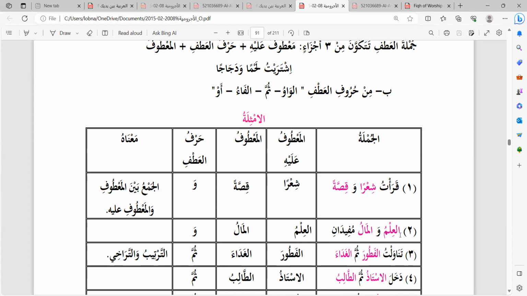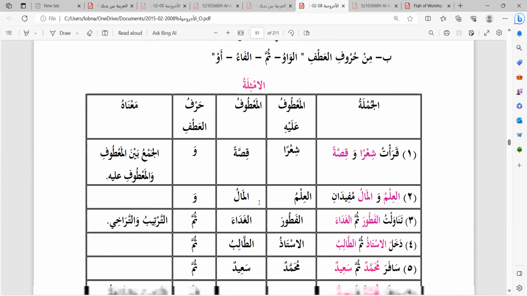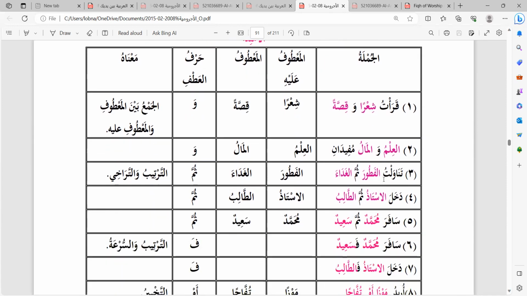العلم, again, معطوف عليه, that's the first one. معطوف is going to be المال, مفيدان. وحرف عطف is going to be و. So what's the next one? تناولت الفطور ثم الغداء. So if you see this one, تناولت, I ate. الفطور is breakfast. ثم الغداء, then lunch.